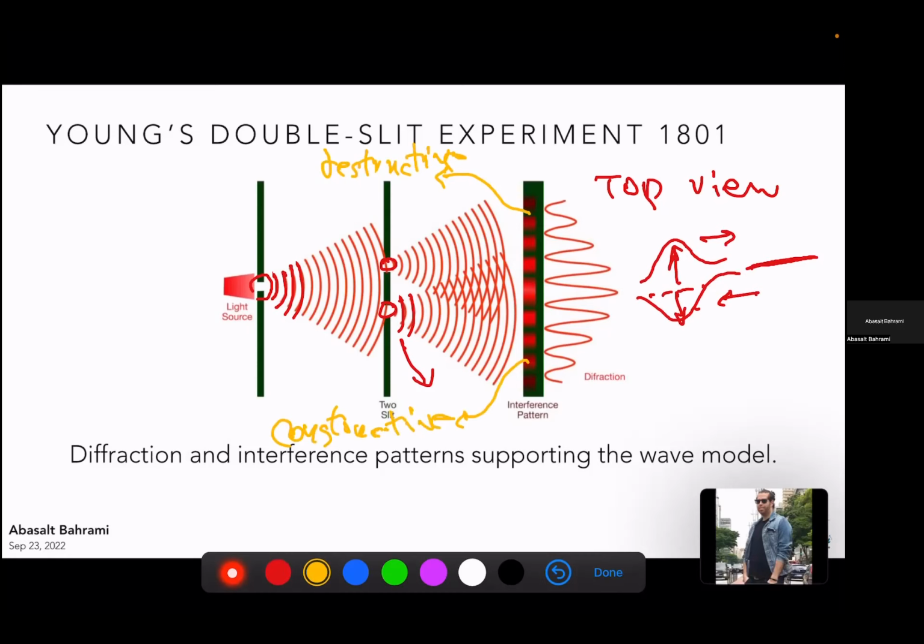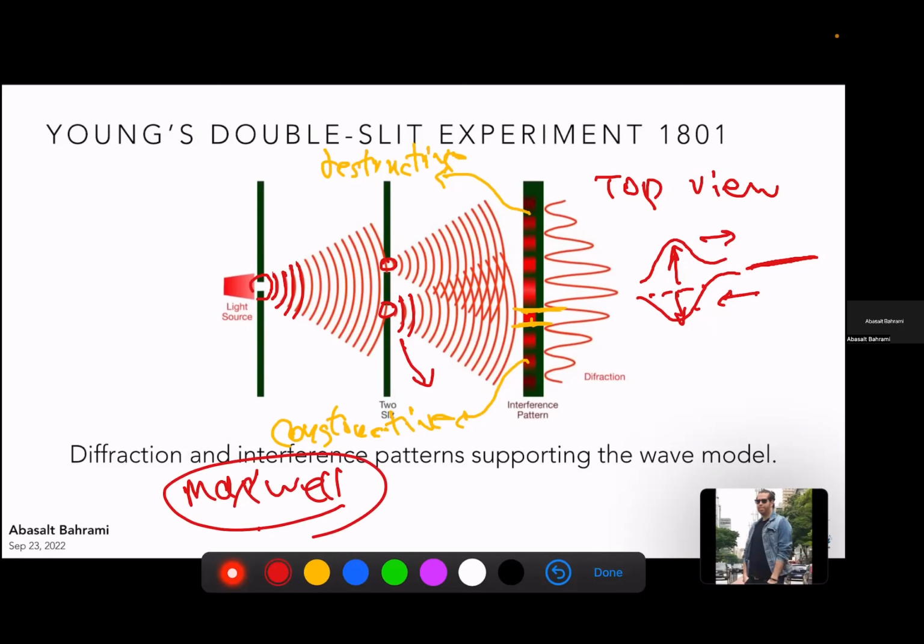Depending on the wavelength of your light source, or let's say the color of your light source, the size of this pattern can be different. For example, if you shine a green light, this will not be the same as red light. So this is the basic idea that Young did, and later on Maxwell came, and with Maxwell's equations we closed this discussion: okay, light is a wave.